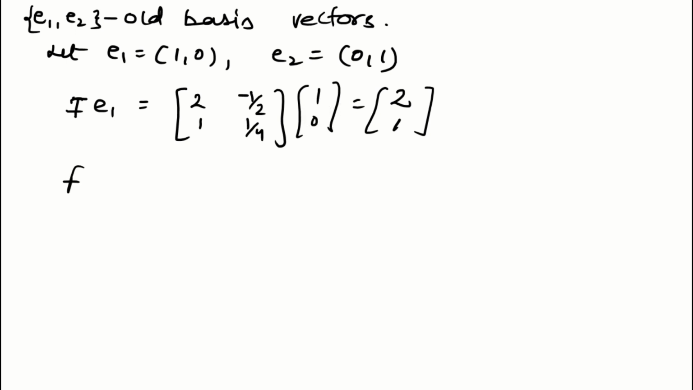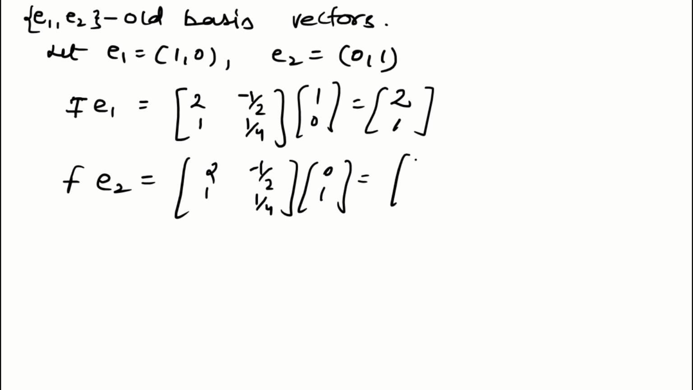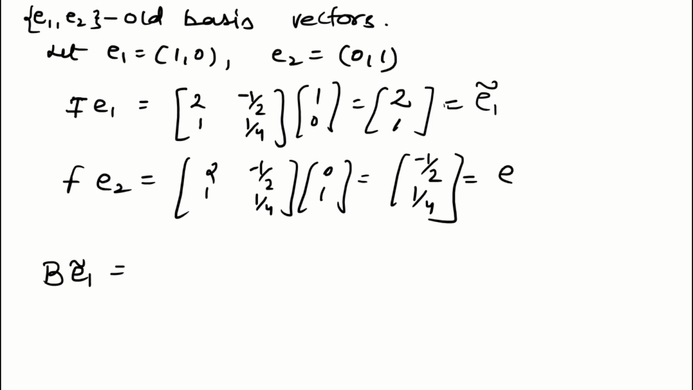Now let us multiply F with E2. So what you will get, when you multiply with (0, 1), you will get minus 1/2 and 1/4. So actually, what you are getting from F E1, this column vector, is nothing but E1 tilde, and this is E2 tilde. That means if you take the old basis and multiply F with E1 and F with E2, then you are getting the new basis vectors.